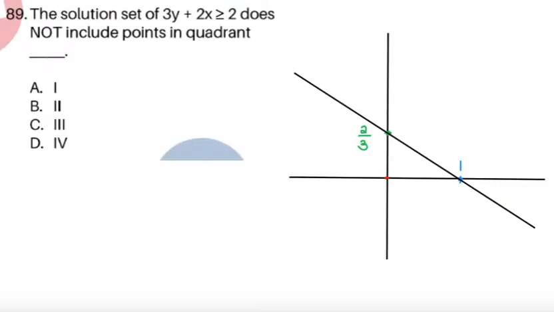To continue, item 89. The solution set of 3y plus 2x greater than or equal to 2 does not include points in quadrant, and we have 4 quadrants as choices, obviously.